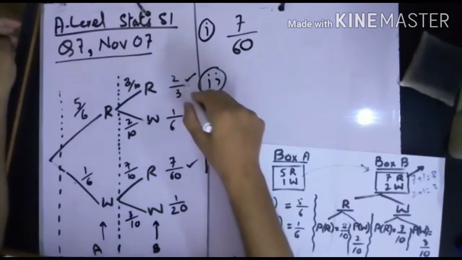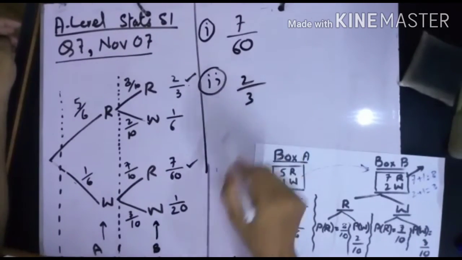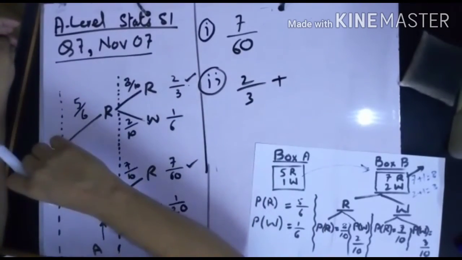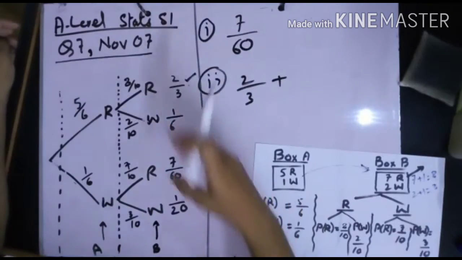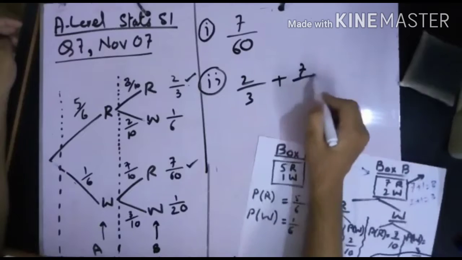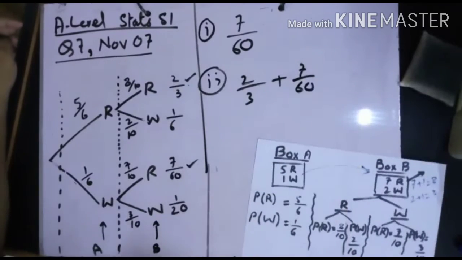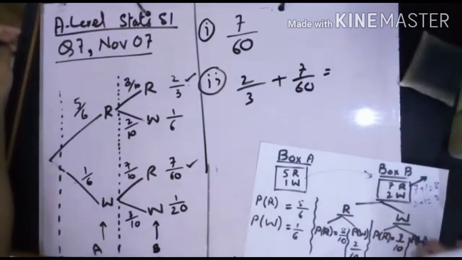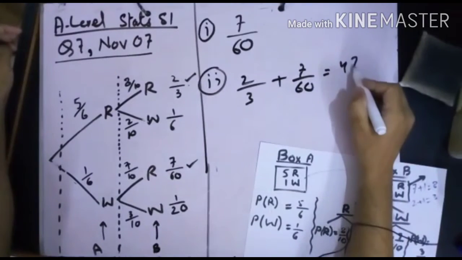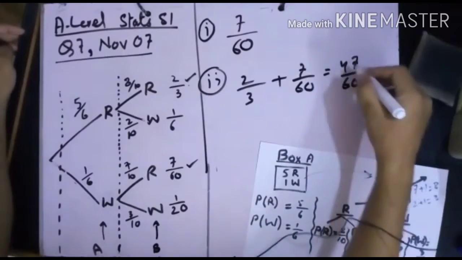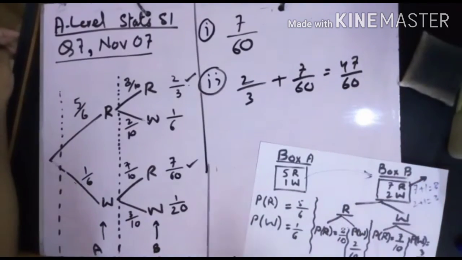First one is 2/3 plus... across the branch we add, and along the branch we multiply. But this is across, so we have to add 2/3 and 7/60. If we add these two, we'll get 47/60. This 47/60 we'll use in the third part.